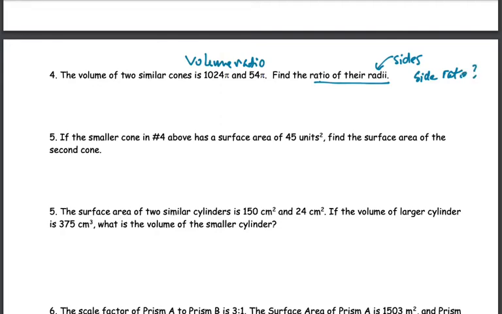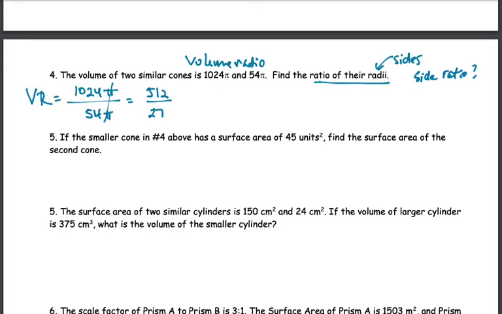All right, so the volume ratio, I'm going to abbreviate VR for volume ratio. I'm going to put the bigger one on top, 1024 pi over 54 pi. Now those pi's are going to cancel out, and so when you simplify that, you end up with 512 over 27. So that's my volume ratio.